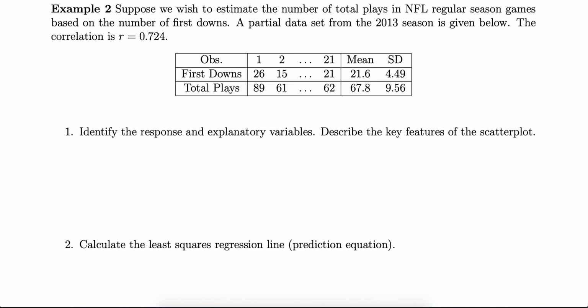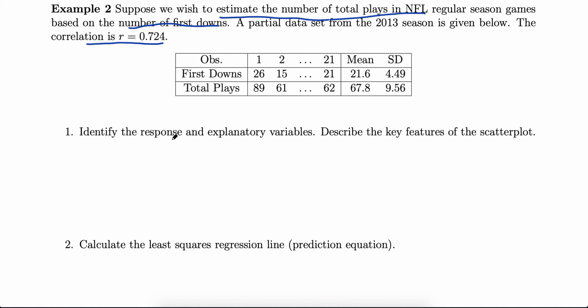So in this example, we're interested in estimating total number of NFL plays in regular season games based on number of first downs. We don't have all the data set. We have a little bit of it, and we have the means and standard deviations of each of our variables. They also give us correlation in the beginning paragraph.